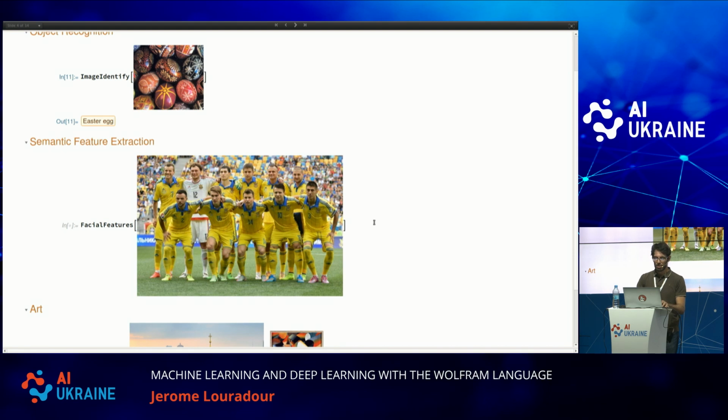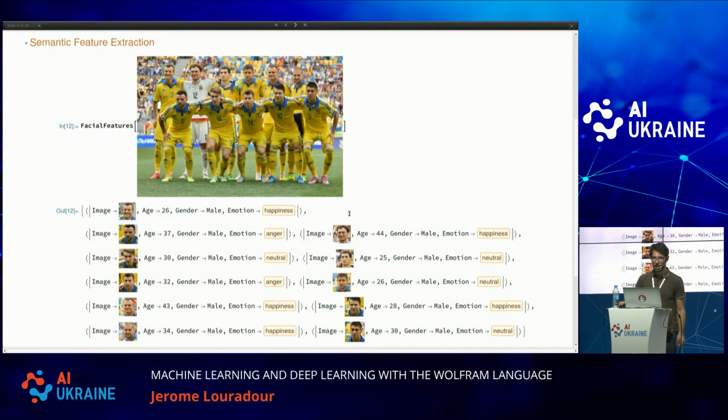Another application is extracting high-level features. For example, from this image, we can extract some features from the faces of the people, like detecting the faces and estimating the age of the people, their gender, and their emotion in the picture.